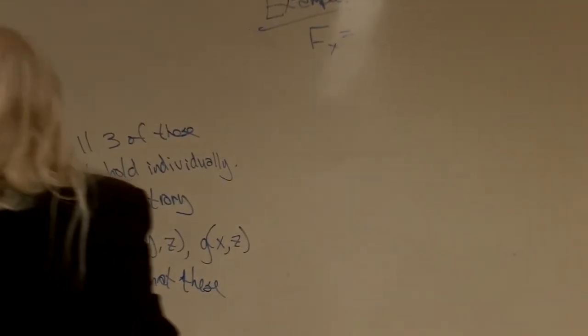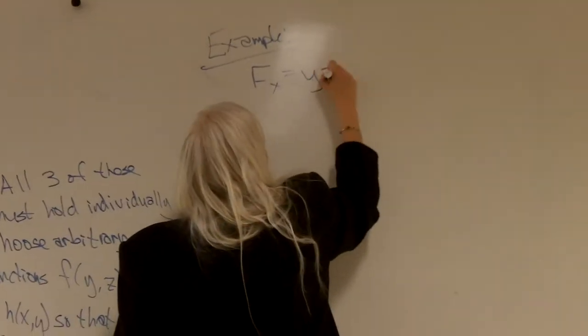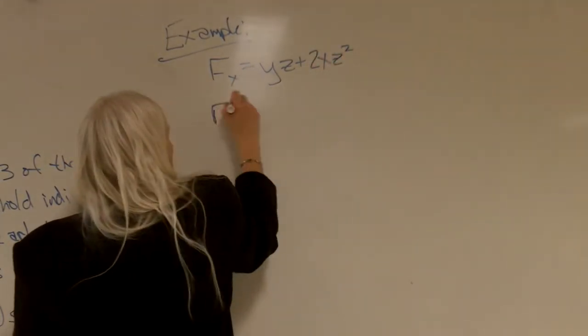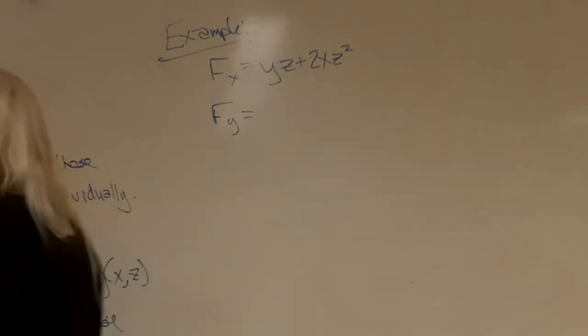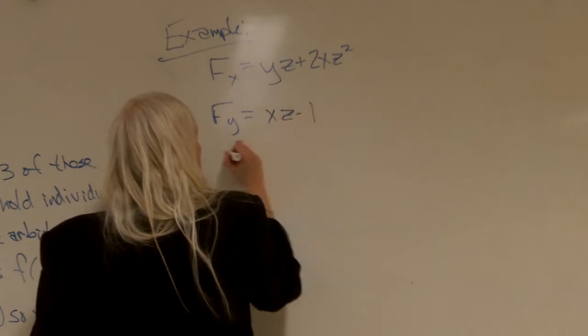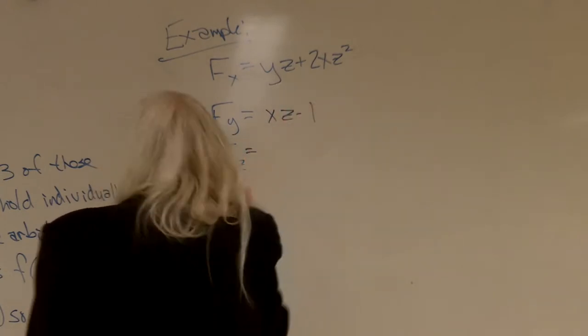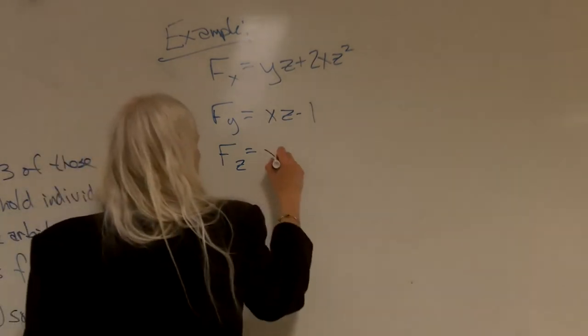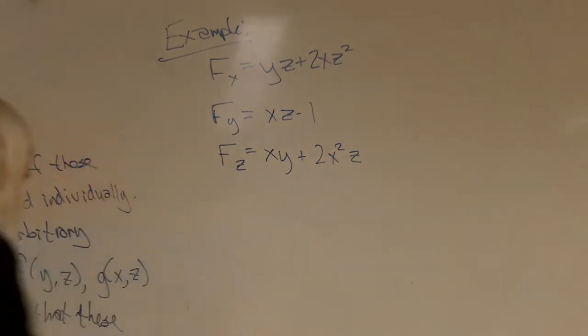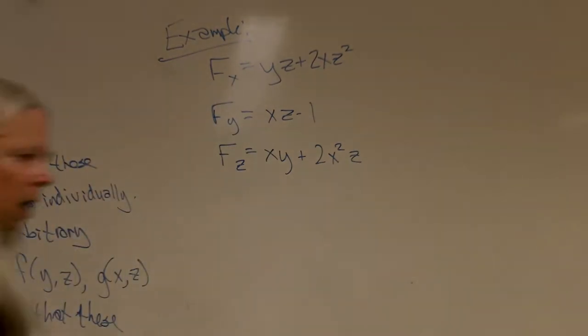Again, for our example, f sub x was equal to yz plus 2xz squared. Right, that was the coefficient of x hat in the expression for the force. F sub y is xz minus 1. And f sub z is equal to xy plus 2x squared z.